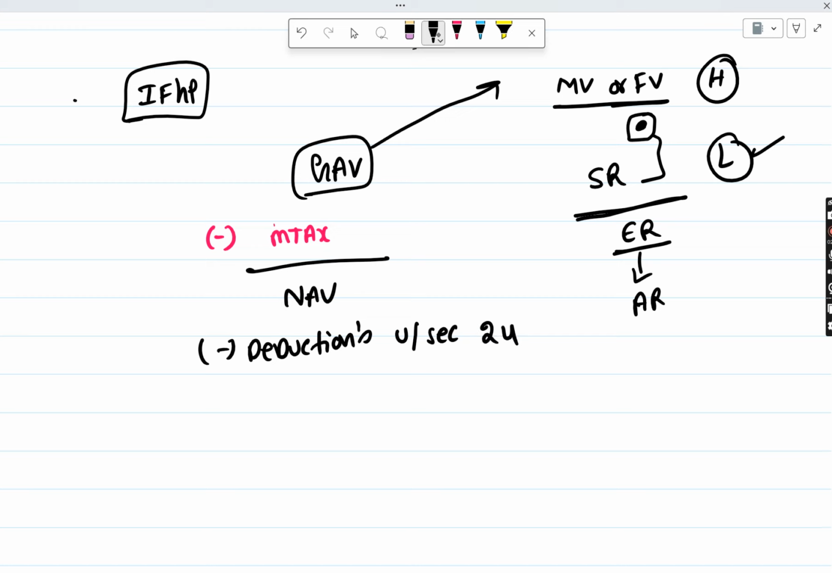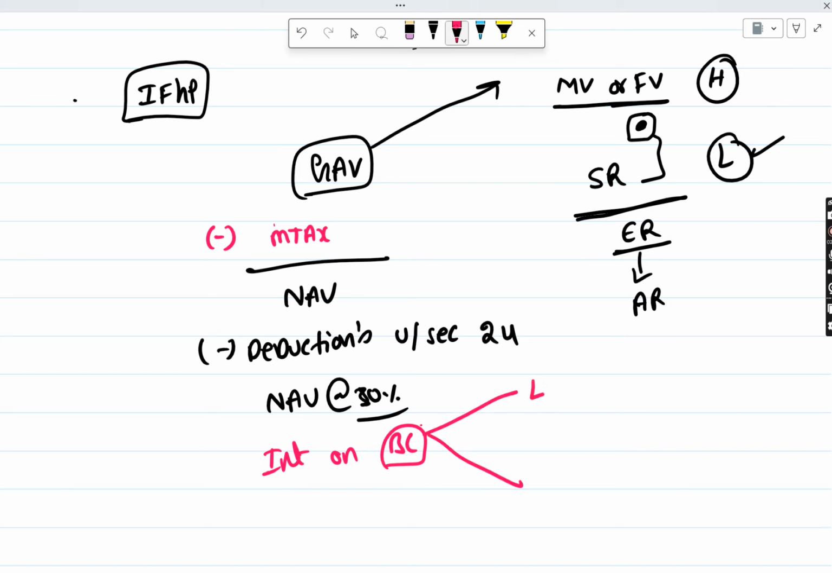What are all the deductions we have under section 24? One is the standard deduction, a flat 30% of NAV. And another one is interest on borrowed capital, and there are some limits. If it is a let out property, what is the limit? There is no limit for a let out property.